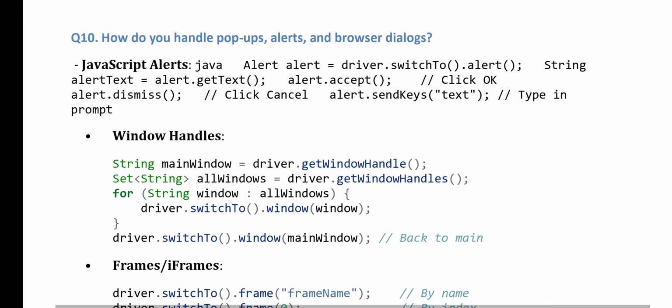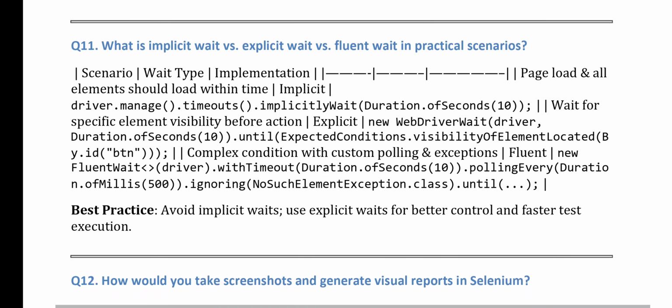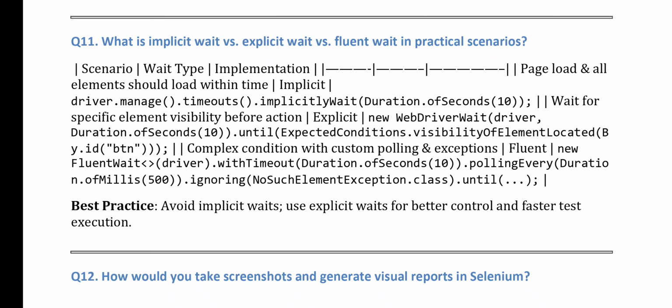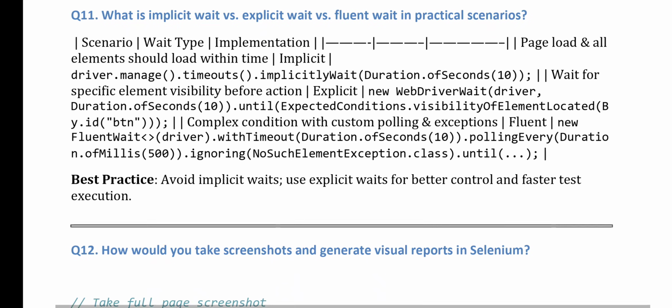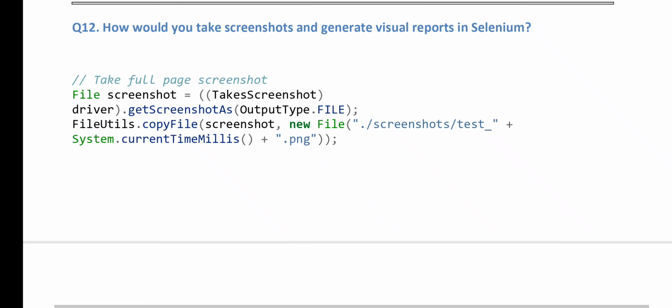The next question is about how do you handle pop-ups, alerts and browser dialogues. The next question is: what is implicit wait versus explicit wait versus fluent wait? We have already discussed the definition, but here they are expecting the proper code, so try to answer. Here I think the code has been synced up, so after each bar you try to segregate. In the PDF it will be written correctly, I mean it will be segregated properly.